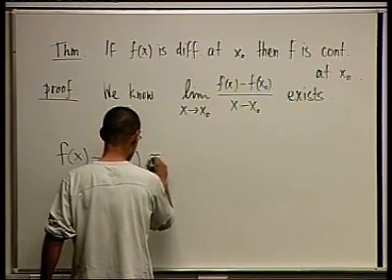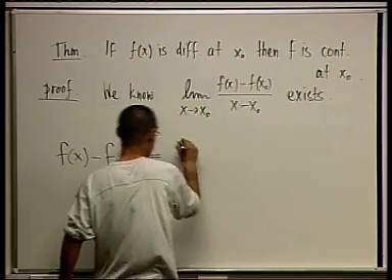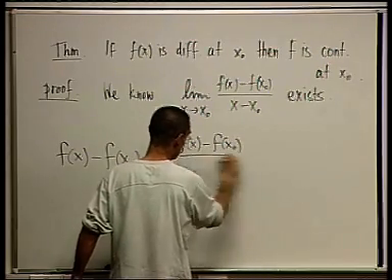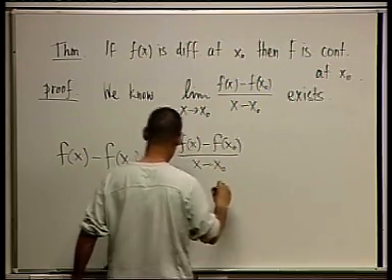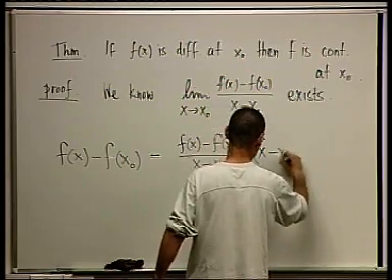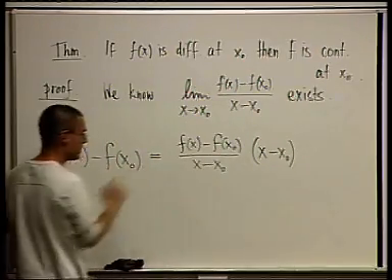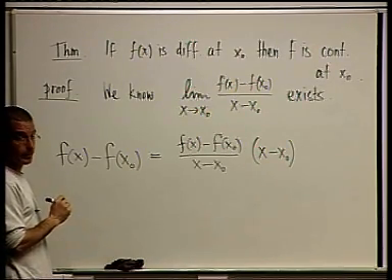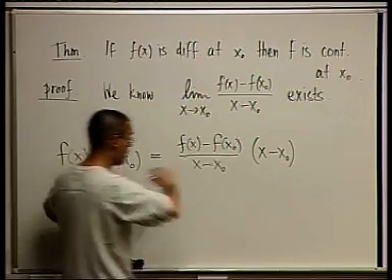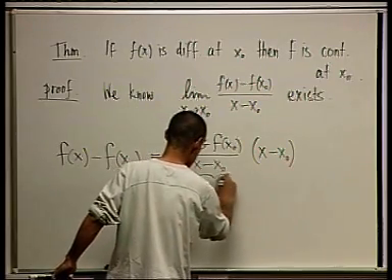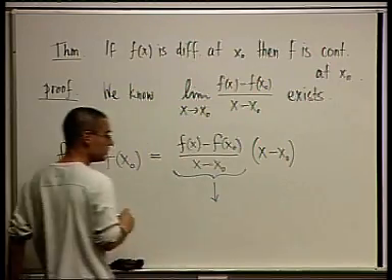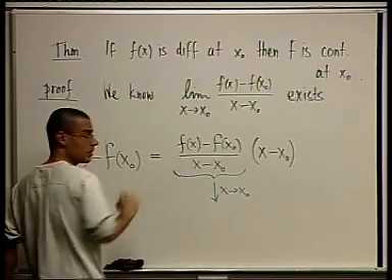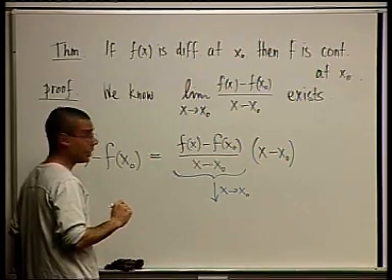So I'm going to rewrite this, because I know this limit, as f of x minus f of x0 divided by x minus x0, times x minus x0. Do you agree that this and this is the same thing? I multiplied and divided by x minus x0. As x goes to x0, this goes to what? As x goes to x0, what's the limit of this expression? Not 0.